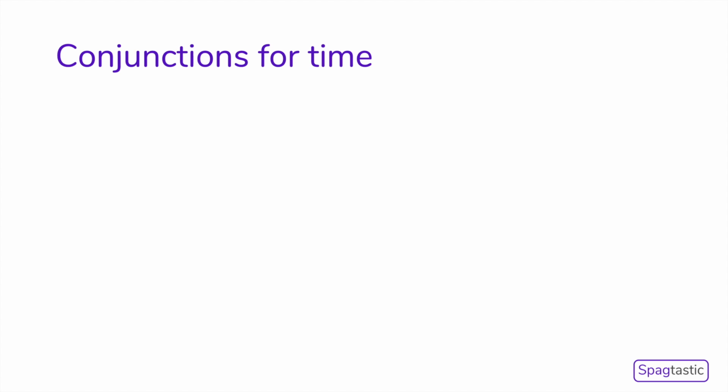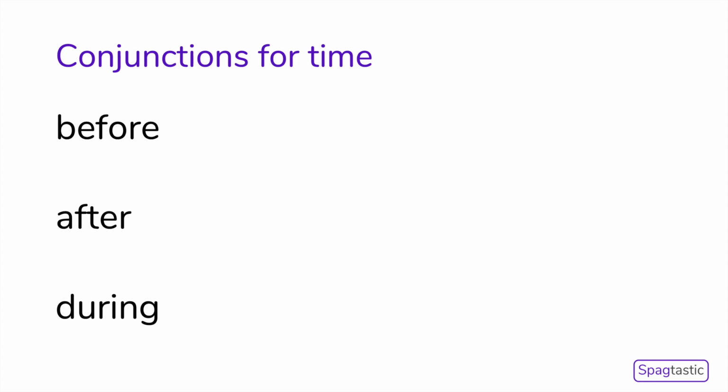Conjunctions for time are also known as time conjunctions, and they are words that tell us when something happened. They include words like before, after, during, later, then, and while.